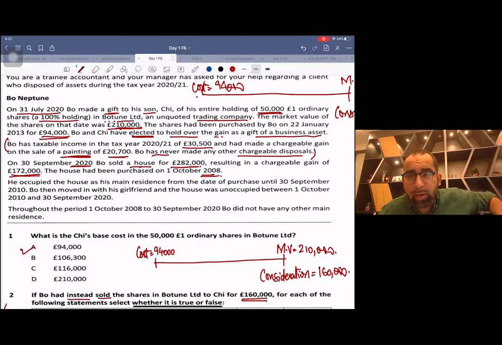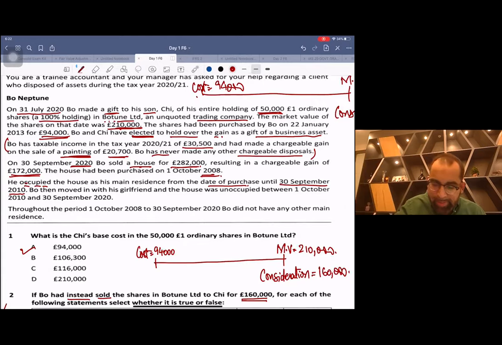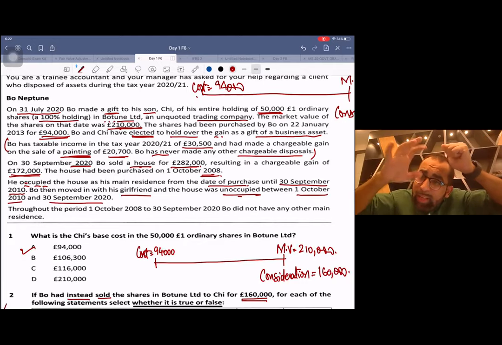This is the total holding period. Now, he occupied the house as his main residence from the date of purchase until 30th September 2010. From 1st October 2008 to 30th September 2010 it was fully occupied, so this first 24 months is exempt. Bo then moved in with his girlfriend and the house was unoccupied from 1st October 2010 to 30th September 2020. Once he left the house, he didn't come back.